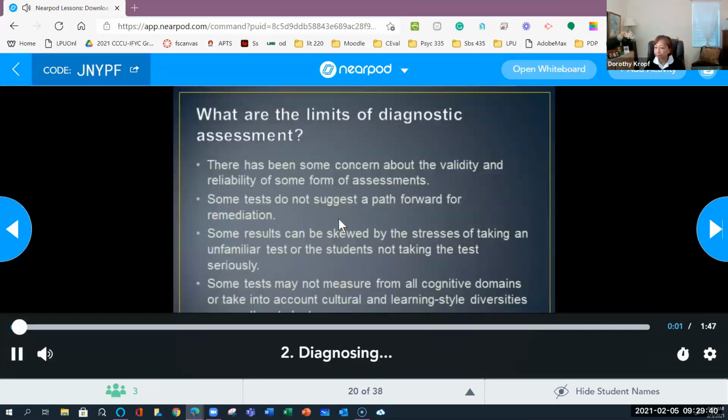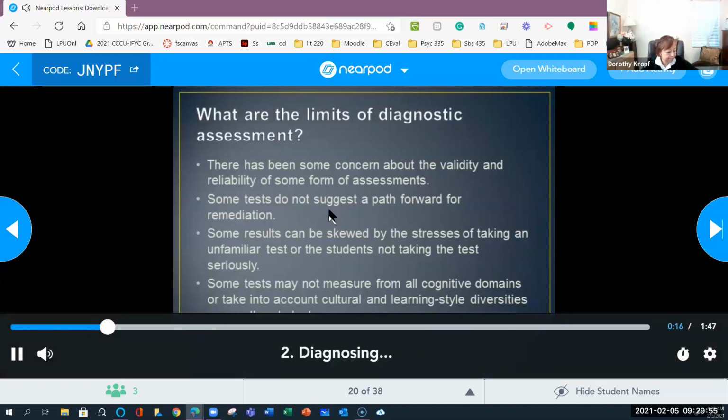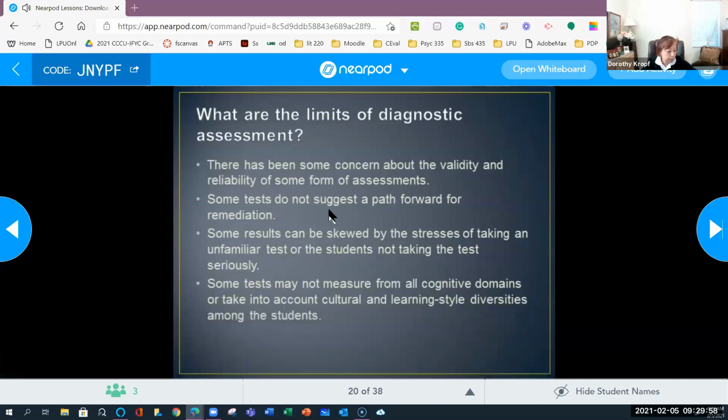There are some limits that have come up in looking at diagnostic assessment as it's been used over the years. The use of diagnostic assessment tools has led to some focus on their limitations. There has been some concern about the reliability and validity of some tests. For example, there are the questions of, are they testing what has been taught? Do they provide enough questions and the right kind of questions to provide a large enough sample of responses needed for meaningful results? Some tests have been criticized as providing lots of data, but no suggested plan forward that teachers can use to remedy the problems.